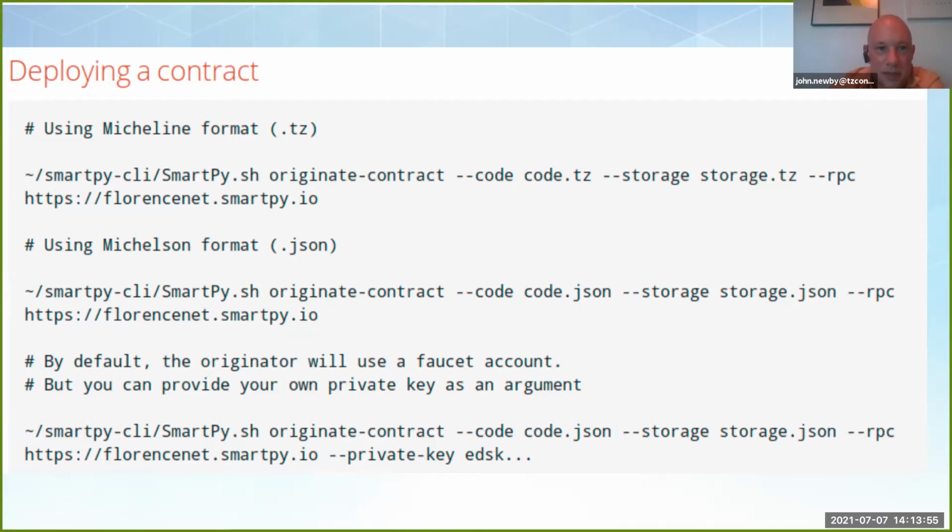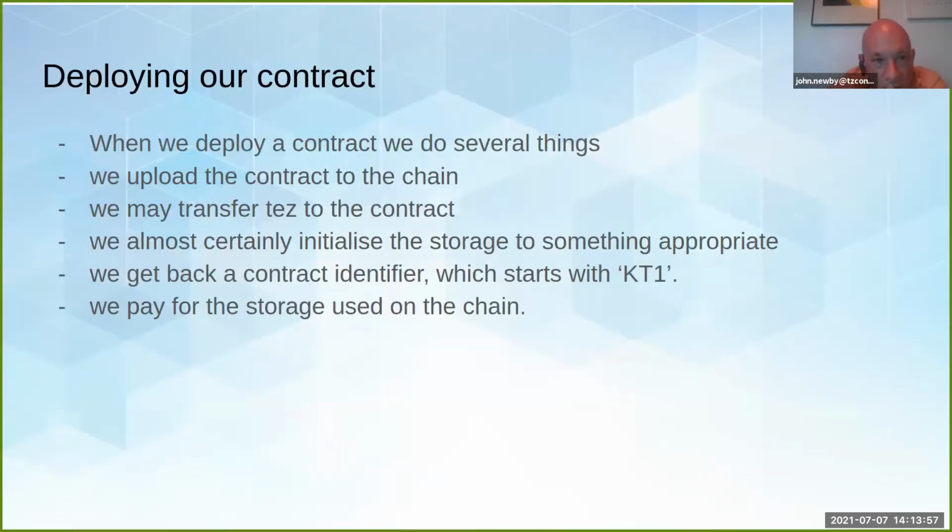So as I said, when we deploy a contract, we do several things. We upload it to the chain. We may transfer Tez to it. We almost certainly initialize the storage to something appropriate. And what we get back from that is an identifier, which starts with KT1. At the time that we initialize a contract, we pay for the storage used by the contract. So the larger the contract, the more storage you're going to have to pay for.